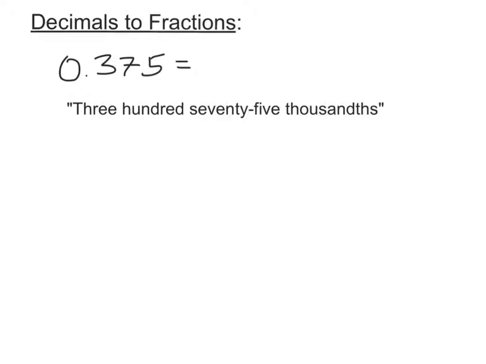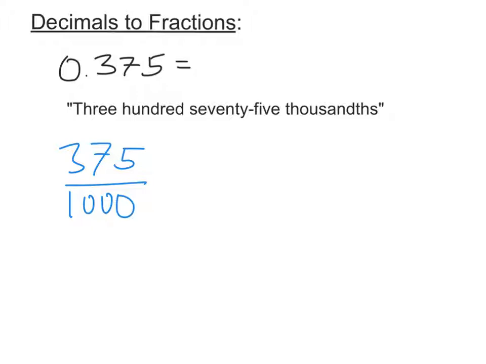To convert a decimal to a fraction, you need to know how to read a decimal in words. This decimal is read as 375 thousandths. The number is 375, and the place value of the last digit is the thousandths place. So 375 thousandths. If you can read it in words, then you can write it as a fraction. That would be 375 over 1,000. So that is the decimal as a fraction.